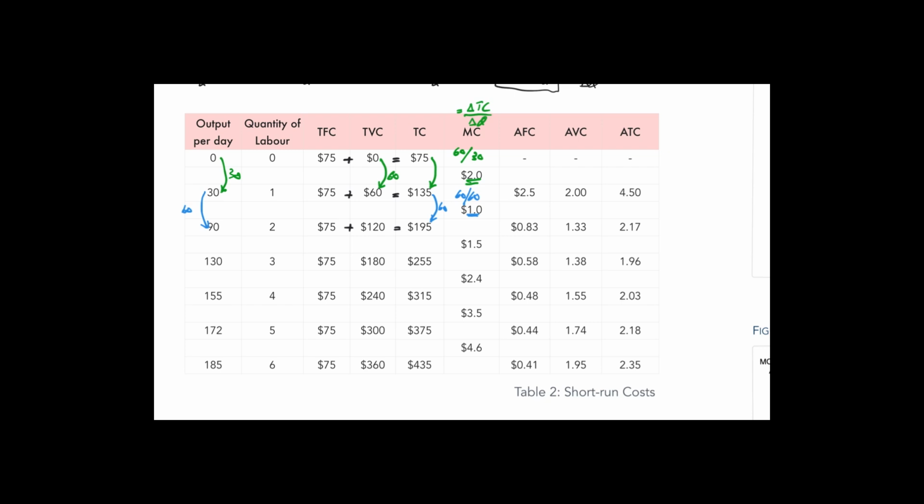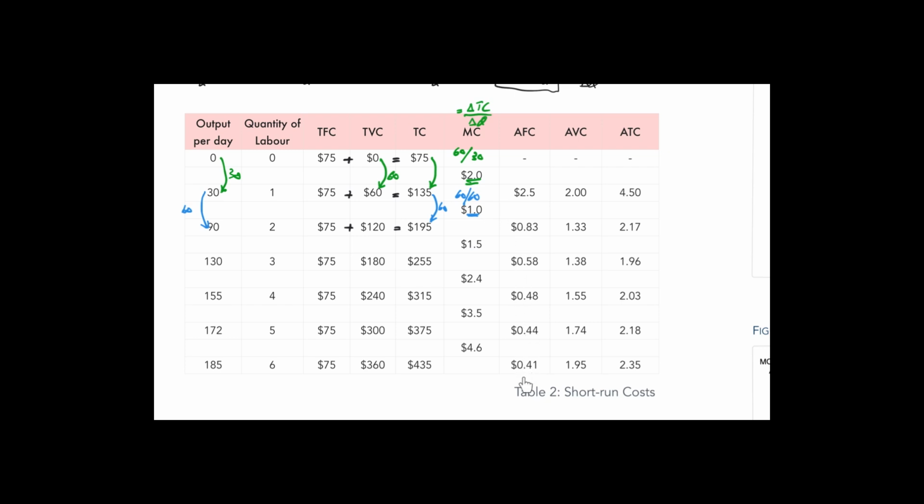Average fixed cost, on the other hand, is simply 75 divided by 1, 75 divided by 30, which is 2.5, 75 divided by 90, 75 divided by 130. So the more cars I clean, my average fixed cost just keeps on going down, down, down.